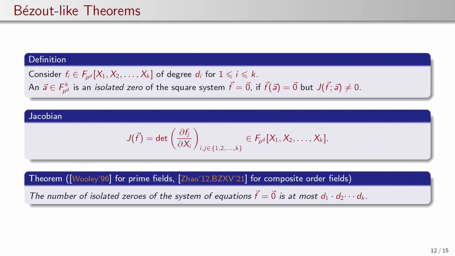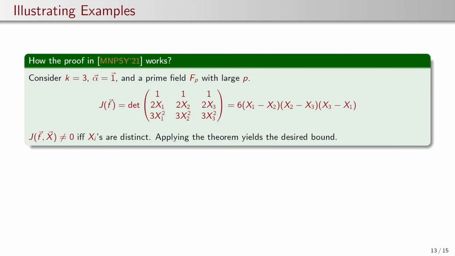A vector a is an isolated zero if it is a root of the system of equations, but it's not a zero of the Jacobian determinant. Right? And the Jacobian determinant is defined in that way. It's not important to understand exactly what that determinant is. Okay. And here is an example.